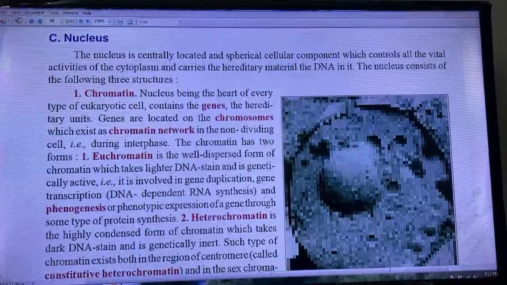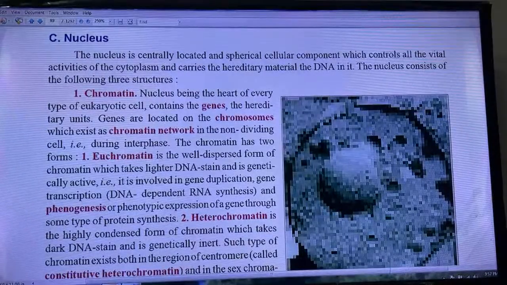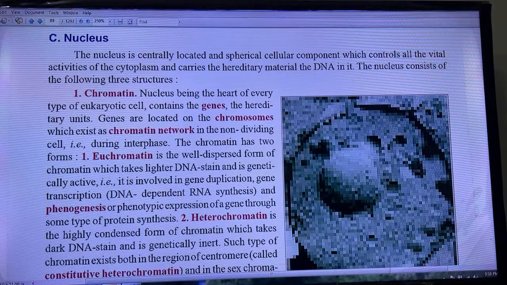Nucleus, most important organelle of the cell. The nucleus is a centrally located and spherical cellular component which controls all the vital activities of cytoplasm and carries the hereditary material, the DNA. The nucleus consists of the following three structures.